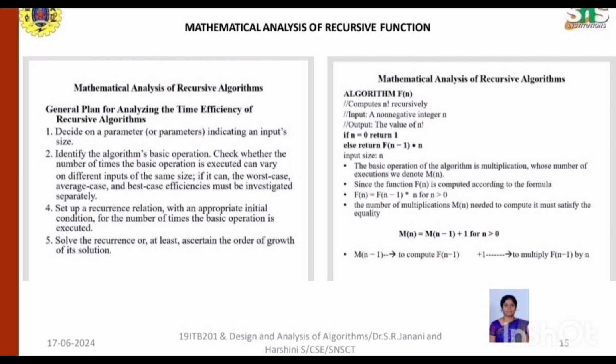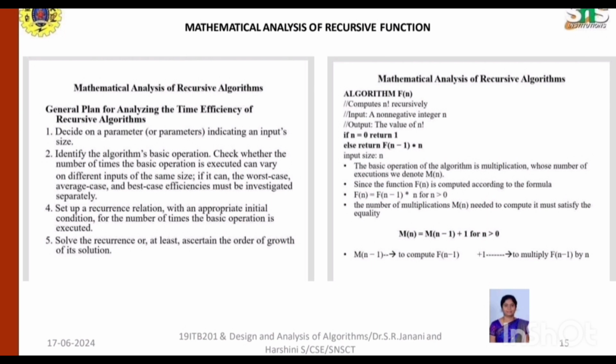Now let's see the mathematical analysis of recursive algorithms. Likewise, as in the non-recursive algorithms, it follows till the third step, and the fourth step differs. That is, we need to set up a recurrence relation with an appropriate initial condition for the number of times the basic operation is executed. The fifth step is to solve it and find the order of growth of its solution. Same goes for this. We need to give the algorithm describing the problem, and next work through the steps for the particular problem.